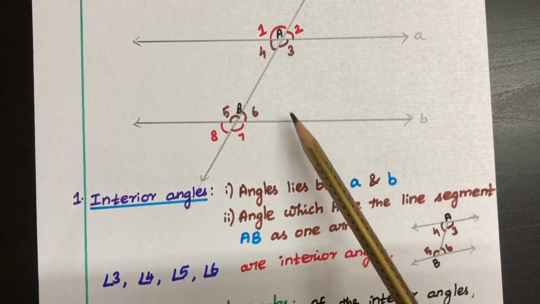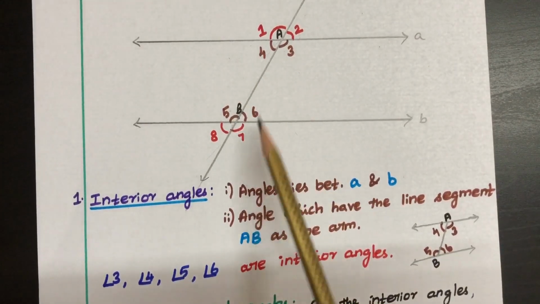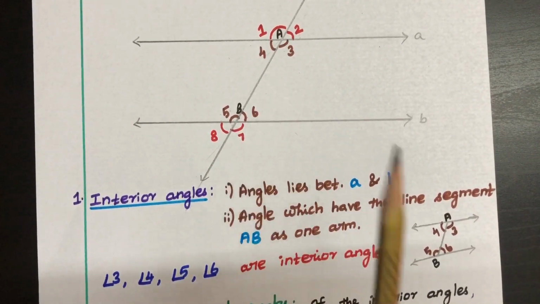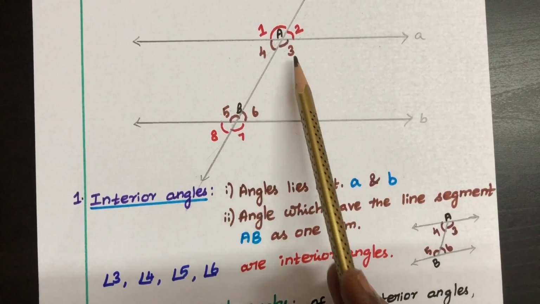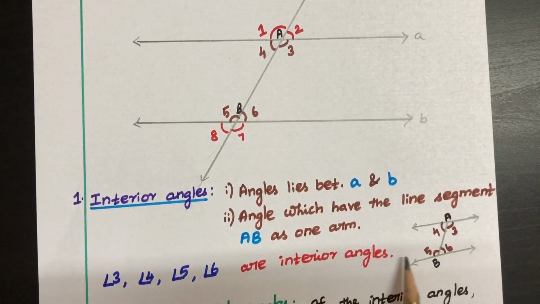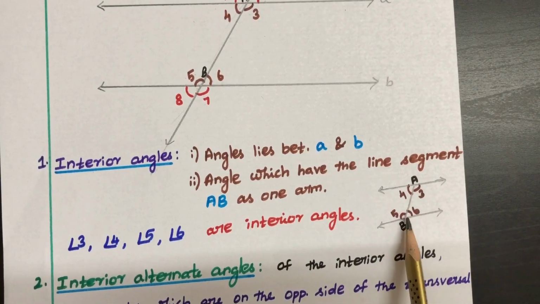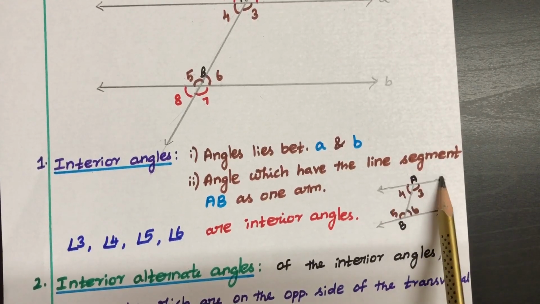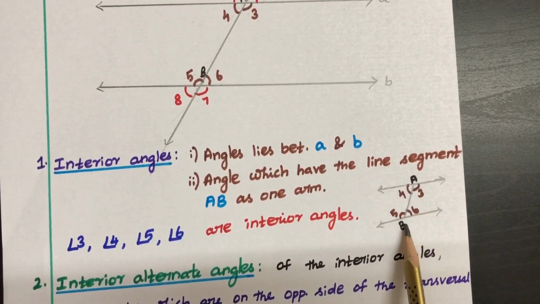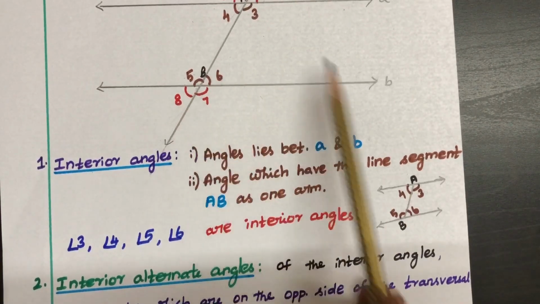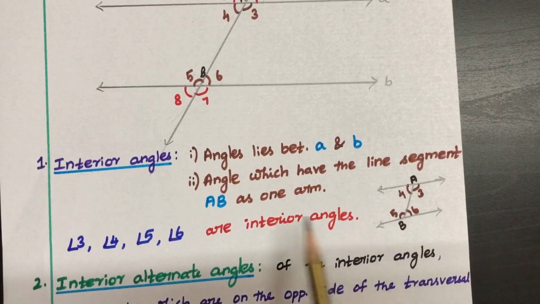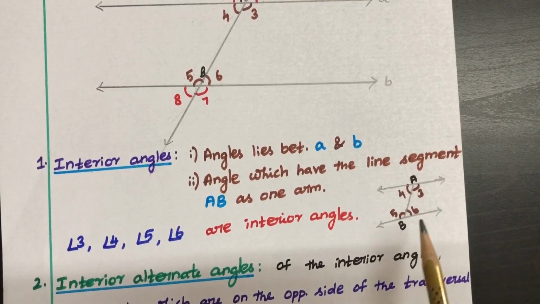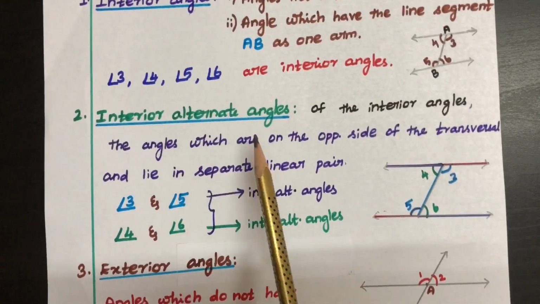Also, they are inside A and B, in between lines A and B. Angles which have the line segment AB as one arm. So, 3, 4, 5, 6 are interior angles. See here, I have shown only interior angles, 3, 4, 5, 6. I removed all the other angles just for your understanding. That means I cut those parts and gave it to you like this. 3, 4, 5, 6 are all interior angles. Exterior means outside, it will go outside, only inside the lines is interior.